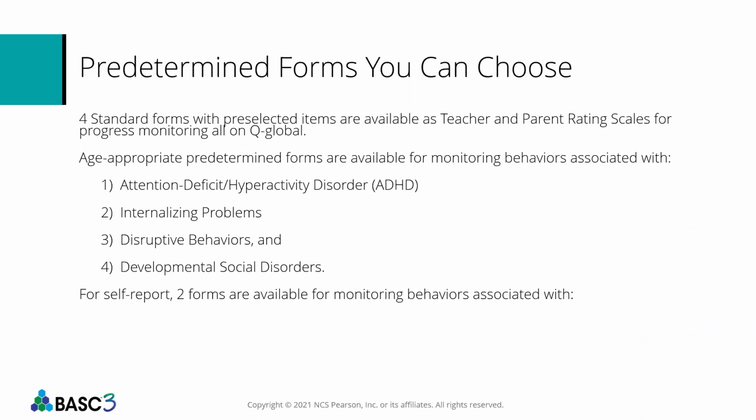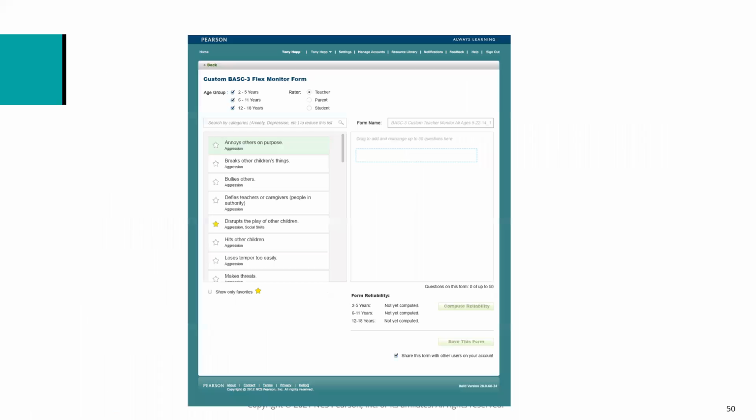So I'm going to show you here some of the predetermined forms you can choose. They're all age appropriate and adjusted for age. We have some forms specifically related to ADHD monitoring, internalizing problems, disruptive behaviors, and developmental social disorders. For self-report, we have an internalizing problems and a school problems form already available. But like I said, you can also develop custom forms where you, as a practitioner, are able to choose from the item pool and build your own form.